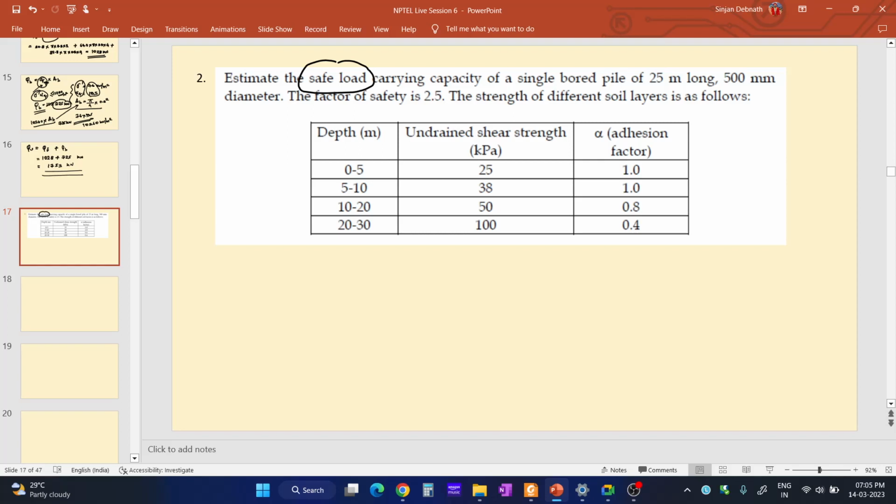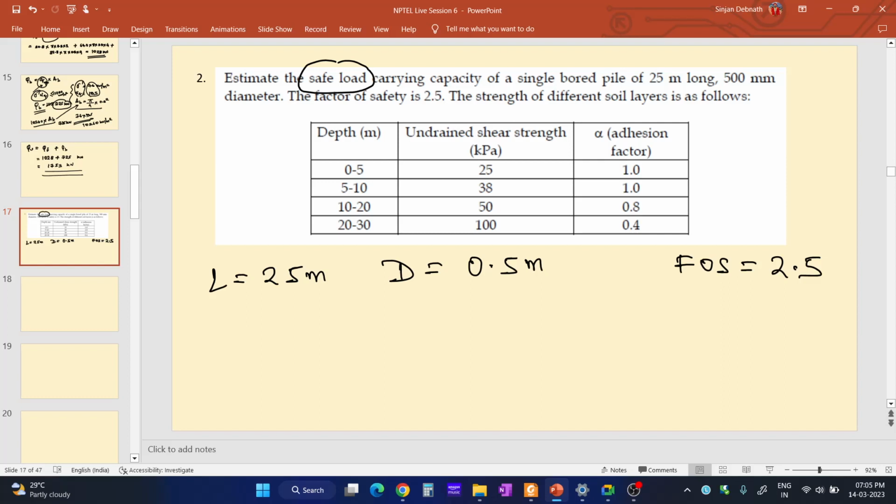So we need to find out the safe load carrying capacity of a bored pile. The length of the pile is 25 meter, and the diameter is 500 millimeter, that means 0.5 meter. Factor of safety is given as 2.5, and all the data are given over here. Along the depth, the undrained shear strength of the soil is given, and also the adhesion factor alpha is given. So we need to estimate the safe load.